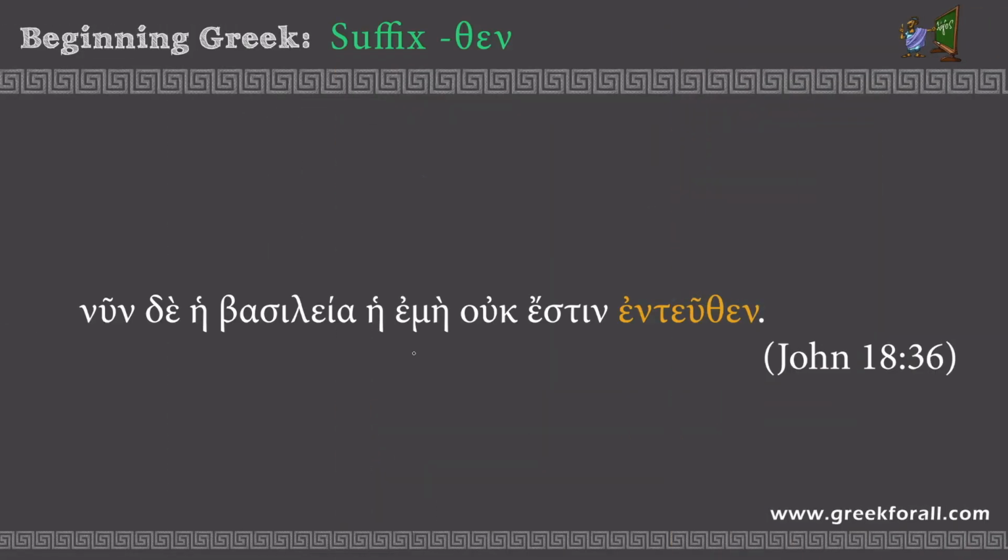The dialogue between Jesus and Pilate from Gospel of John chapter 18. Nun de he basileia he eme uk estin entheothen. But now the kingdom, he eme, my kingdom is not entheothen, and it means from here. So Jesus says to Pilate, but now my kingdom is not from here.